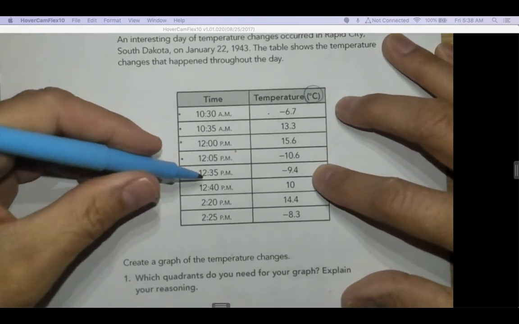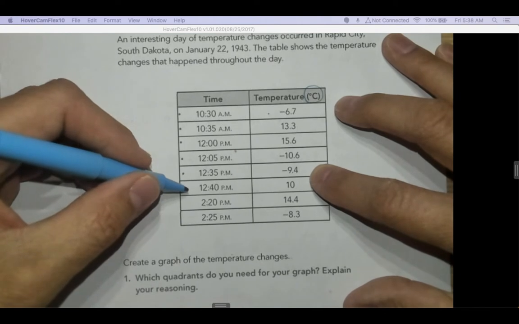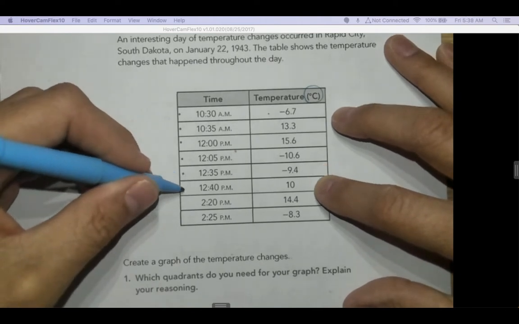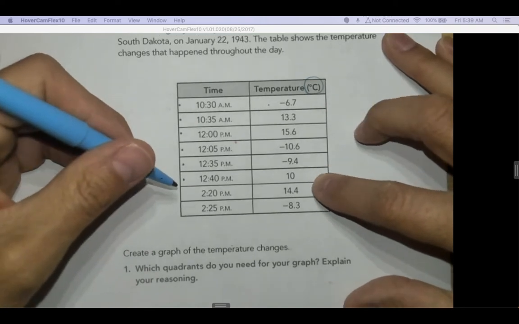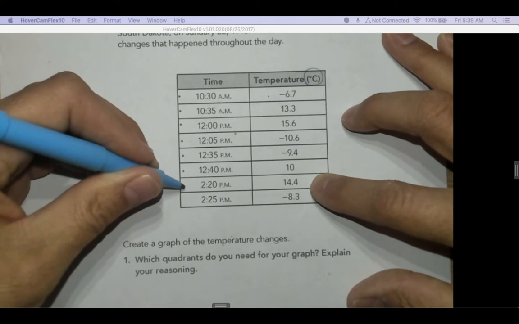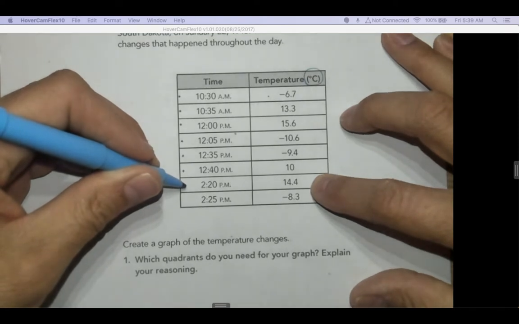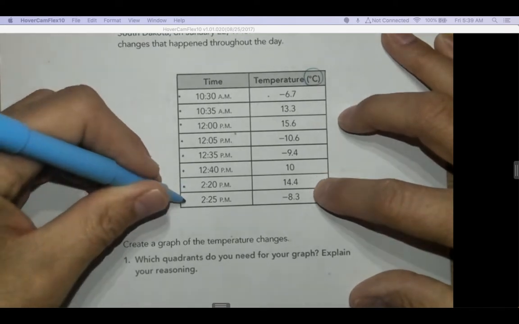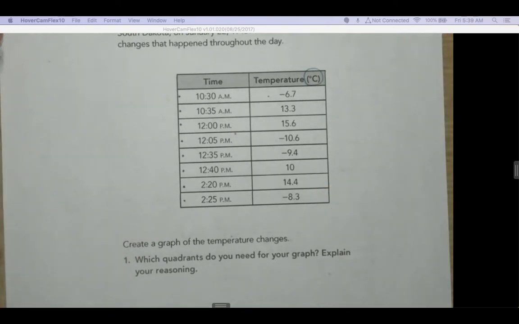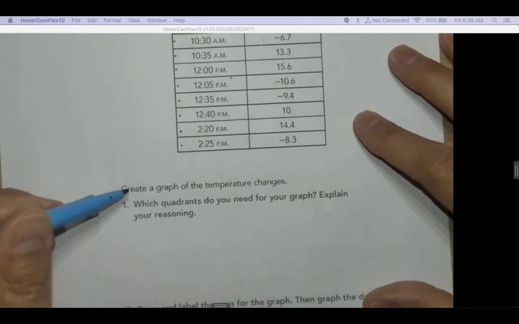12:35, negative 9.4 degrees Celsius. 12:40, 10 degrees Celsius. 2:20, big jump in time there, was 14.4 degrees Celsius. 2:25 p.m., it was negative 8.3 degrees Celsius. Okay, and so it's yo-yoing around. Okay, I'm going to create a graph of the temperature changes.